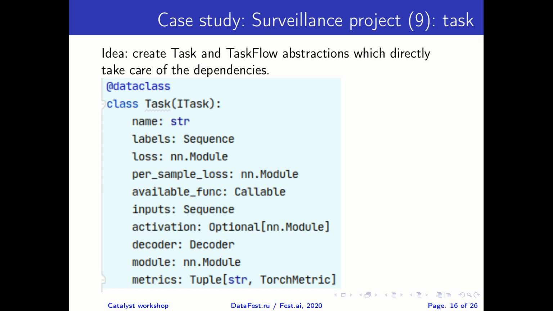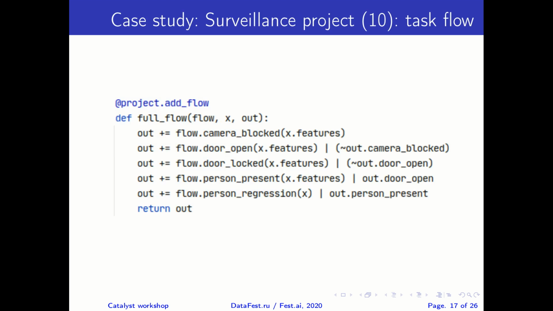So here it's a tuple of a string, the name of the metric, and the torch metric, which is basically a wrapper of the usual metric, which handles the precondition correctly. And this is what an example task flow looks like.